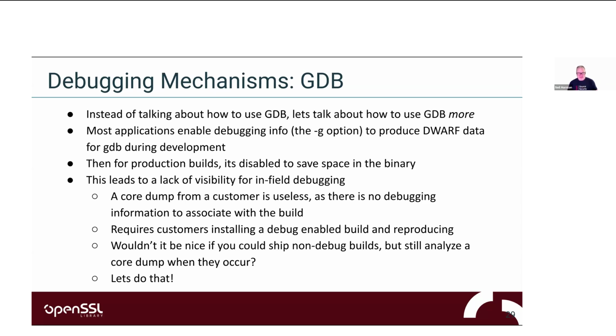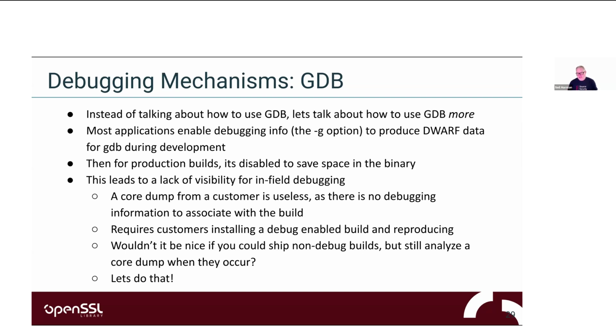Some of you may have had this experience before. You ship a product and a customer encounters a crash that you didn't catch during your testing phase, and they send you a core dump saying your application crashed. And you get it, but you can't do anything with it because the application that crashed didn't have any DWARF info built into it, so you can't disassemble it and figure out what's going on.